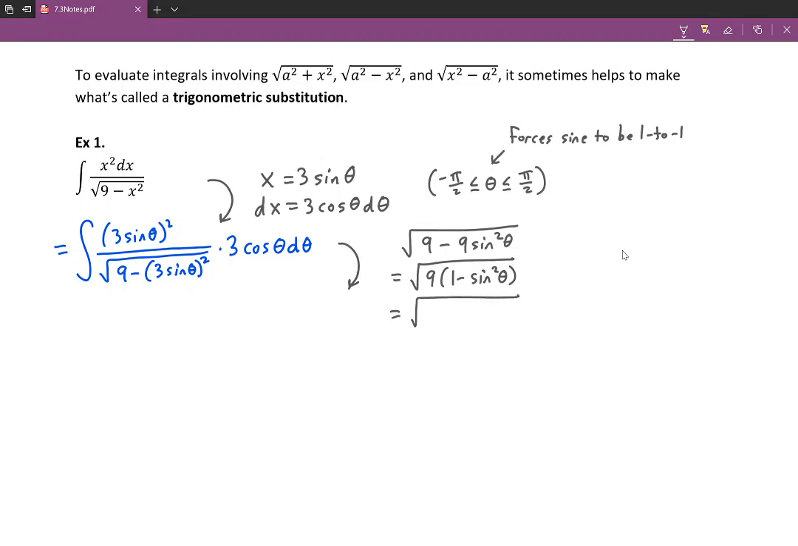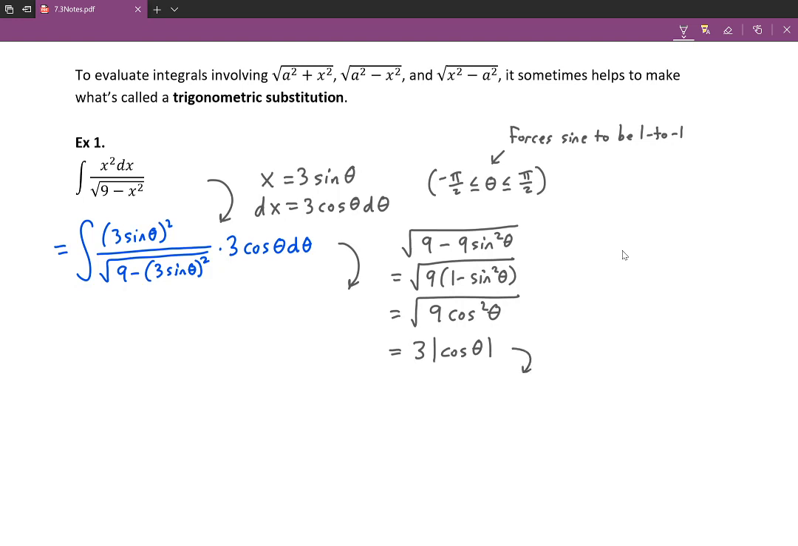And then simplify even more by using the Pythagorean identity, which says sine squared theta plus cosine squared theta equals 1. If you solve that for cosine squared theta, you get cosine squared theta equals 1 minus sine squared theta. So we can replace 1 minus sine squared theta with cosine squared theta. Now at this point, when we take the square root of 9, we'll get 3. When we take the square root of cosine squared theta, technically it's the absolute value of cosine theta.